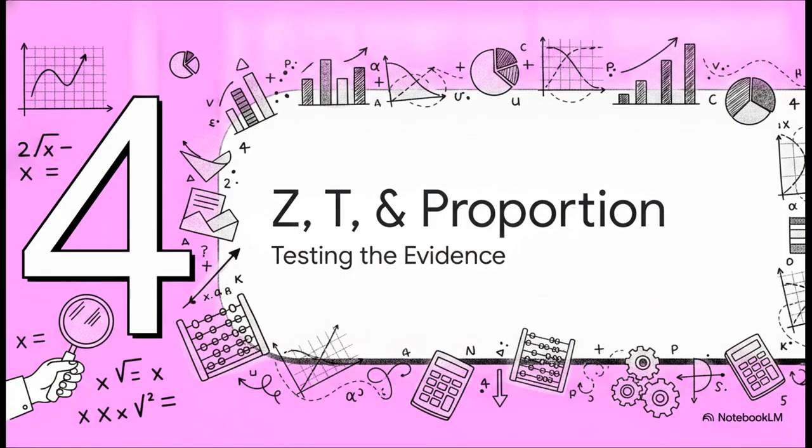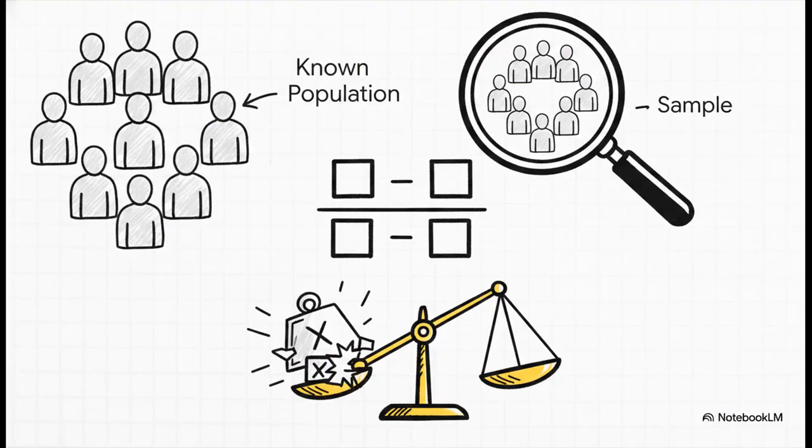All right, section 4. This is the math part. Z, T, and proportion tests. Let's test the evidence. First up on the docket is the z-test. We use this specific test when we actually know the standard deviation of the entire population, which we represent with the Greek letter sigma. We basically take our sample mean, subtract the population mean, and divide that by the standard error. Now, the standard error is just a measure of how much we'd expect sample means to naturally bounce around based on our sample size.